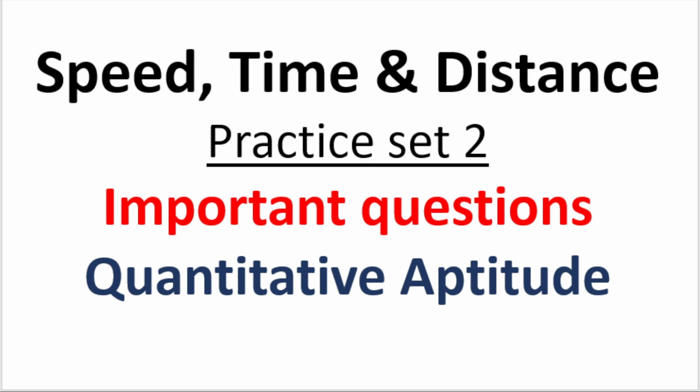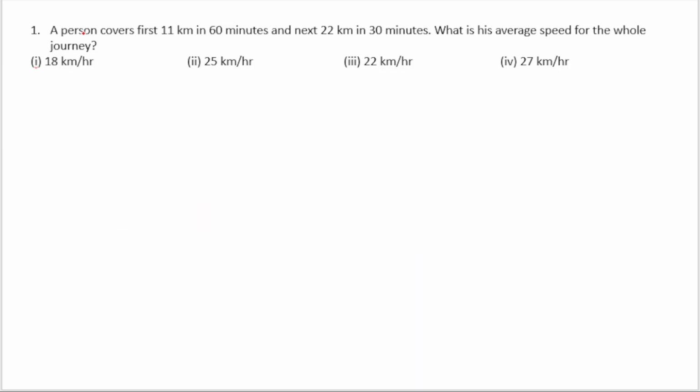Hi, in this video we will discuss another set of questions from the topic speed, time and distance. First question: a person covers first 11 kilometers in 60 minutes and next 22 kilometers in 30 minutes. What is his average speed for the whole journey?